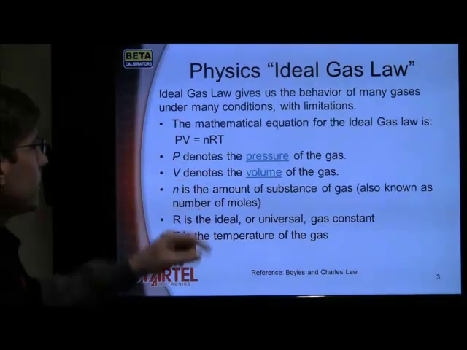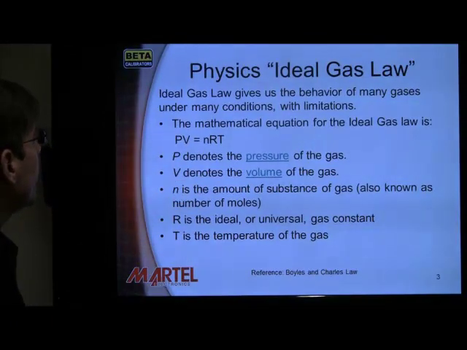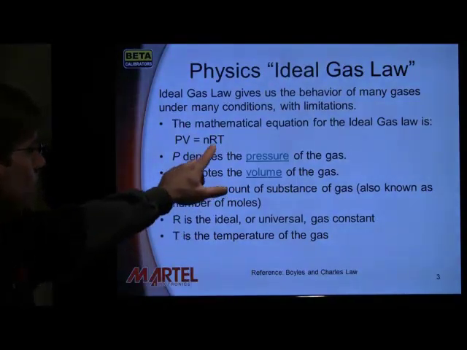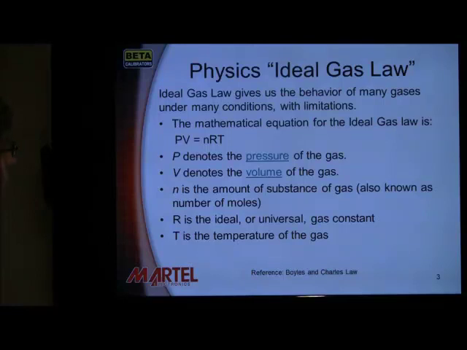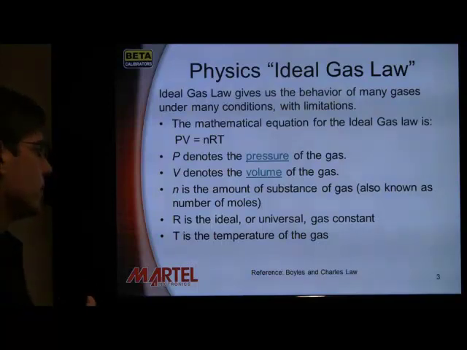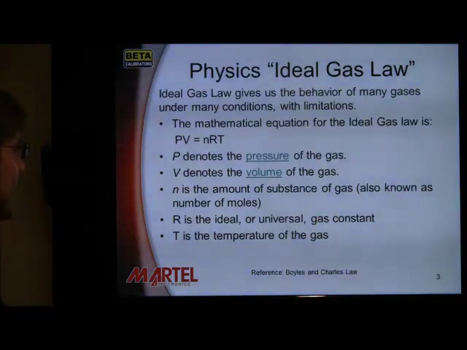The ideal gas law gives you the behavior of many gases under many conditions with limitations. So the actual equation for the gas law is PV equals nRT. P denotes the pressure of the gas, V denotes the volume of the gas, n is the amount of substance of the gas, also known as the number of moles, R is the ideal or universal gas constant, and T is the temperature of the gas.